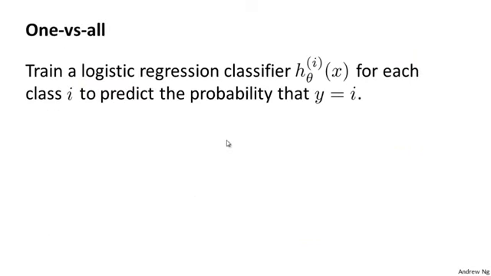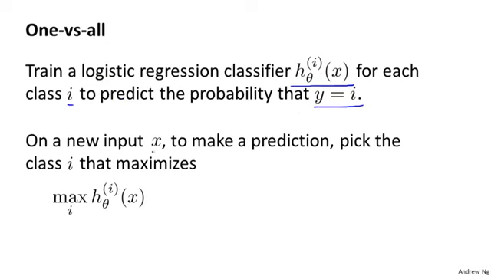Just to summarize, what we've done is we want to train a logistic regression classifier, h superscript i of x, for each class i to predict the probability that y is equal to i. Finally, to make a prediction, when we're given a new input x, what we do is we just run all 3 of our classifiers on the input x, and we then pick the class i that maximizes the 3. So we just basically pick whichever one of the 3 classifiers is most confident or sort of most enthusiastically says that it thinks it has the right class. So whichever value of i gives us the highest probability, we then predict y to be that value.